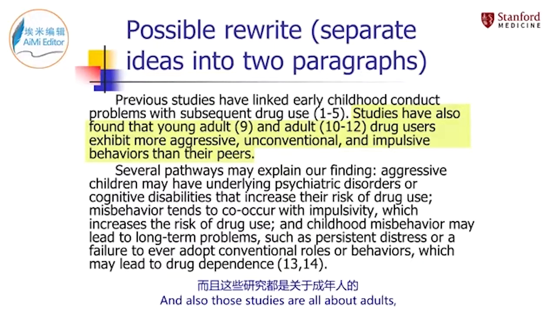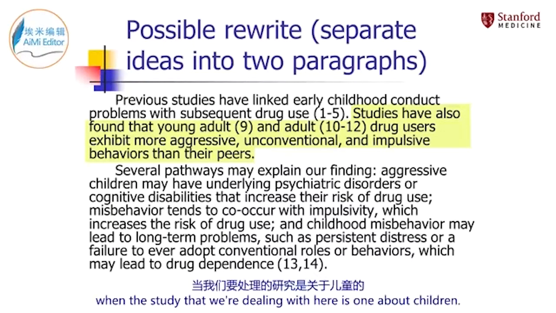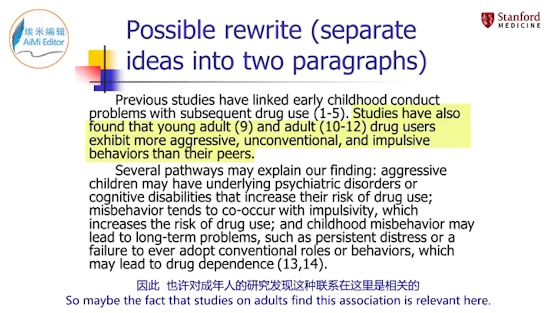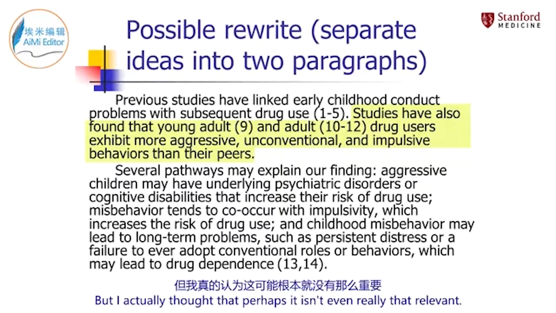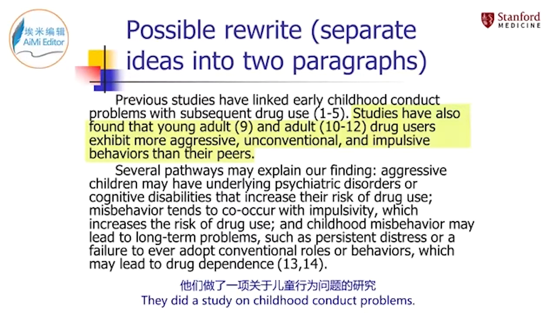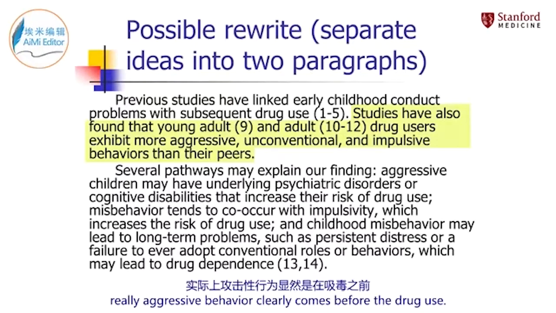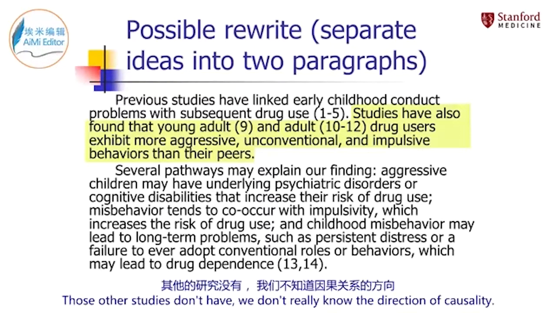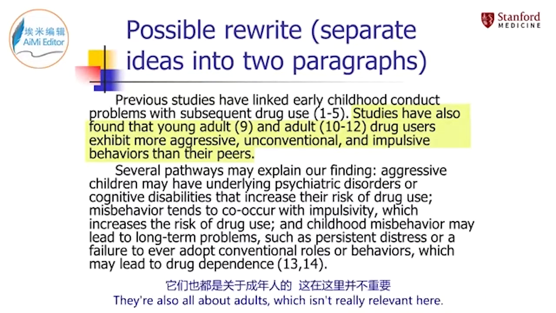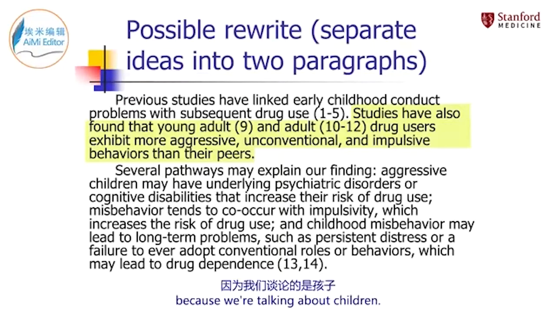And also, those studies are all about adults, when the study that we're dealing with here is one about children. So maybe the fact that studies in adults find this association is relevant here, but I actually thought that perhaps it isn't even really that relevant. They did a study on childhood conduct problems, and they linked it prospectively to subsequent drug use, where the aggressive behavior clearly comes before the drug use. Those other studies, we don't really know the direction of causality. They're also all about adults, which isn't really relevant here because we're talking about children.